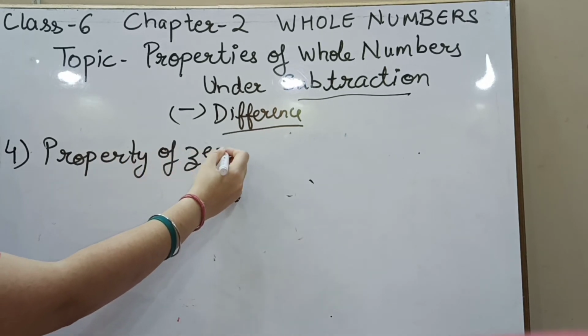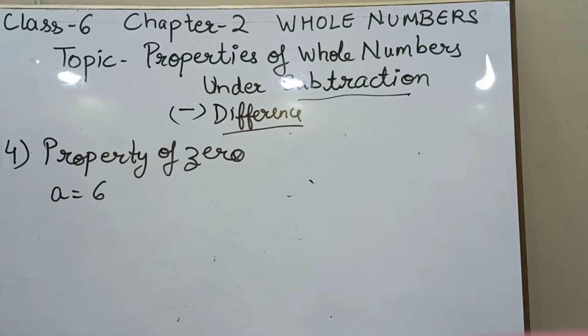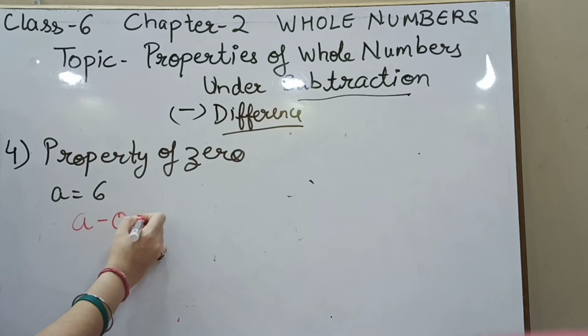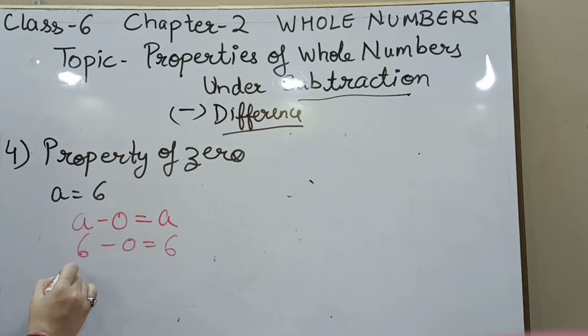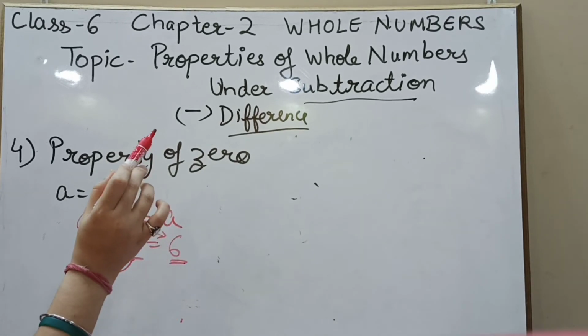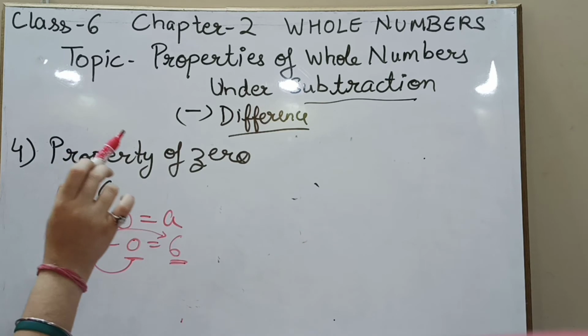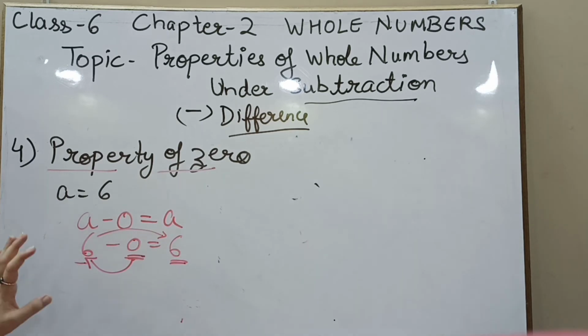What does the property say? That if I have any number, let's say A is equal to 6, if you subtract 0 from any number, the result will remain the number itself. If I say A minus 0, the answer will be A. 6 minus 0, the answer will be 6. That means if you subtract 0 from any number, you will get the same number. So this property holds true under the operation of subtraction. So this is the property of 0.